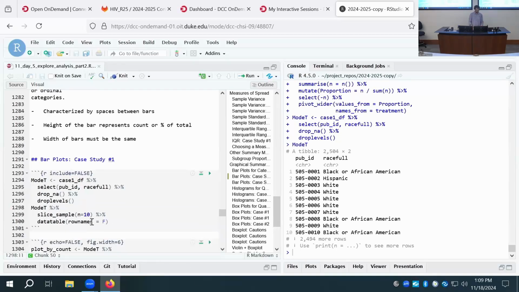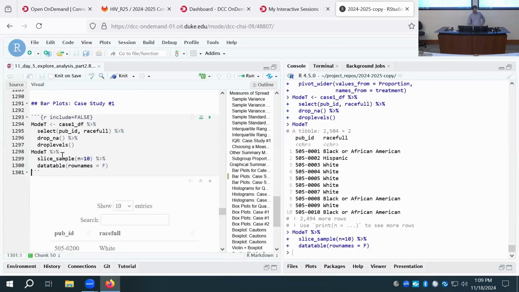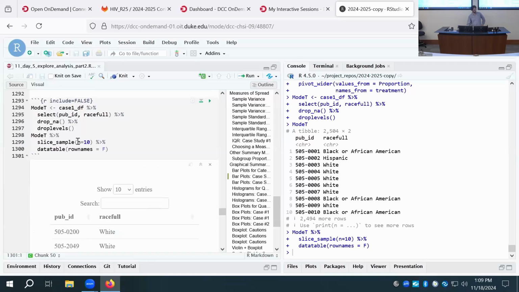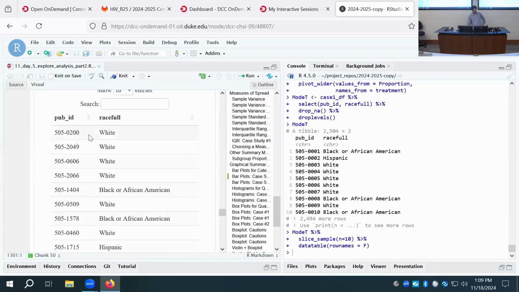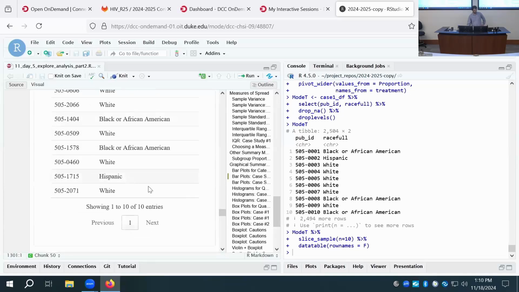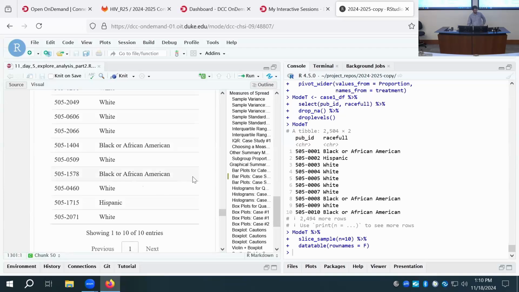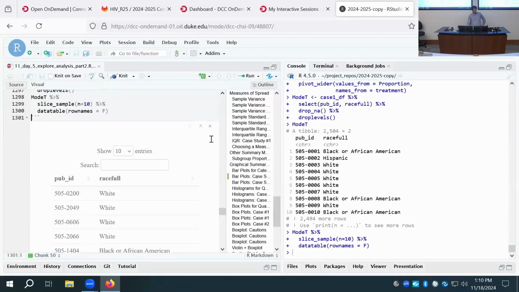If we want to see what that looks like, we can take a sample of that, say slice sample, and you're going to get a different set of 10 individuals. And we can see, okay, this is what this looks like. We have 10 people, and a few of them self-report as white, a few self-report as Black or African-American, and one self-reports as Hispanic.